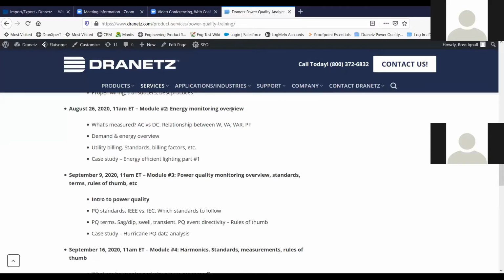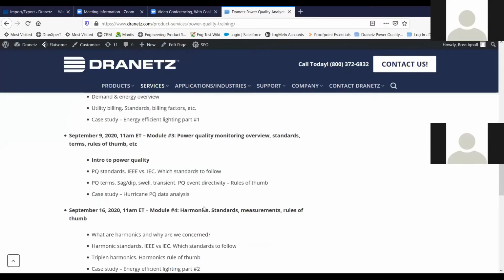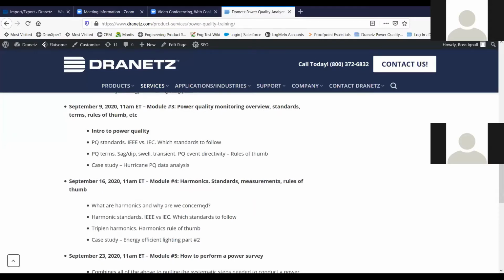So on September 9th, happy birthday to me, is our third module, which is our power quality monitoring module. As we evolve through our virtual seminar, we're going to do an introduction to power quality. We're going to look at the appropriate standards for power quality monitoring from the IEEE and the IEC. What standards do you follow? That's really regional dependent, based on what part of the world you're in. We're going to define what a sag or a dip is, a swell, and a transient.